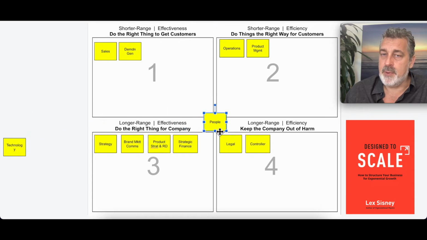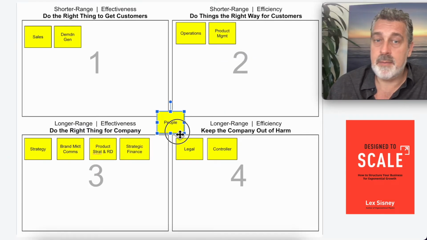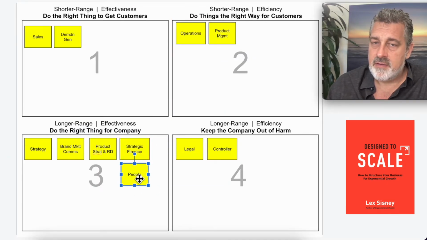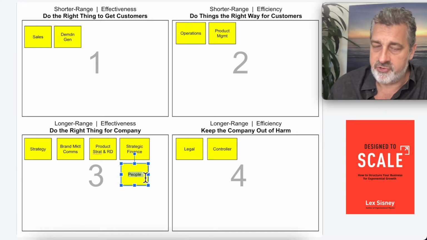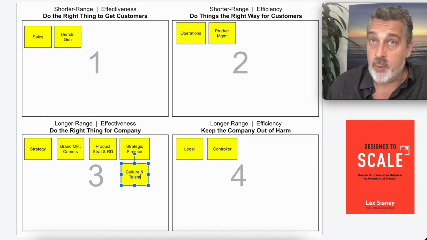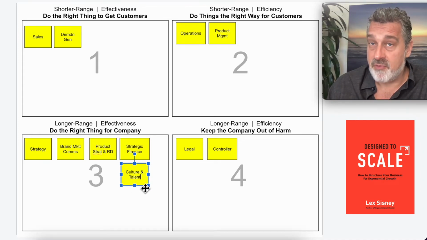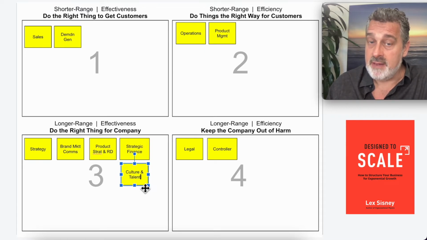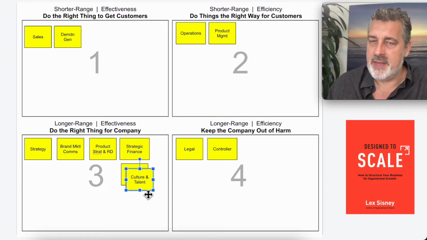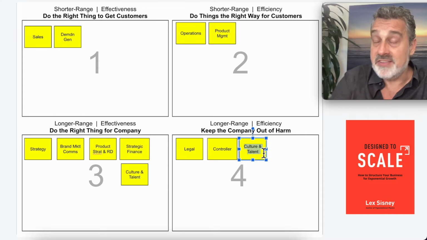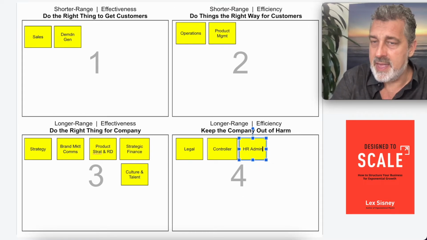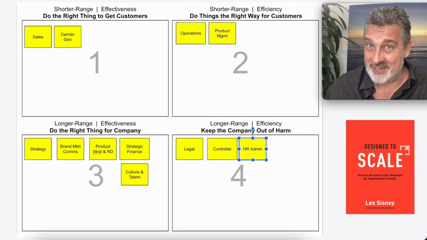Here's a loaded term, people. Same concept, doesn't fit, break it apart until it does. For me, there's at least a culture and talent function, which is about long range effectiveness for the company: recruiting, onboarding, cultural reinforcement, performance management, support, coaching, that kind of thing. Then there's a function called HR admin, which is all about the liability prevention side of people. Are people your greatest asset or your greatest liability? It depends which quadrant you're coming from, because they're clearly both, right?